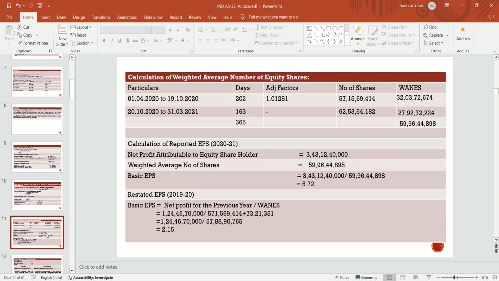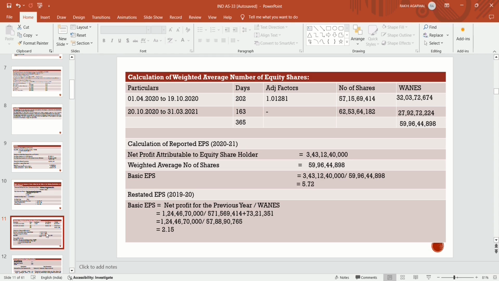72,224. So total weighted average number of equity shares are 32 crores 3 lakhs 72,674 plus 27 crores 92 lakhs 72,224. So total weighted average number of shares outstanding during the period becomes 59 crores 26 lakh 44,898. So these are the weighted average number of equity shares outstanding during the financial year 2021.